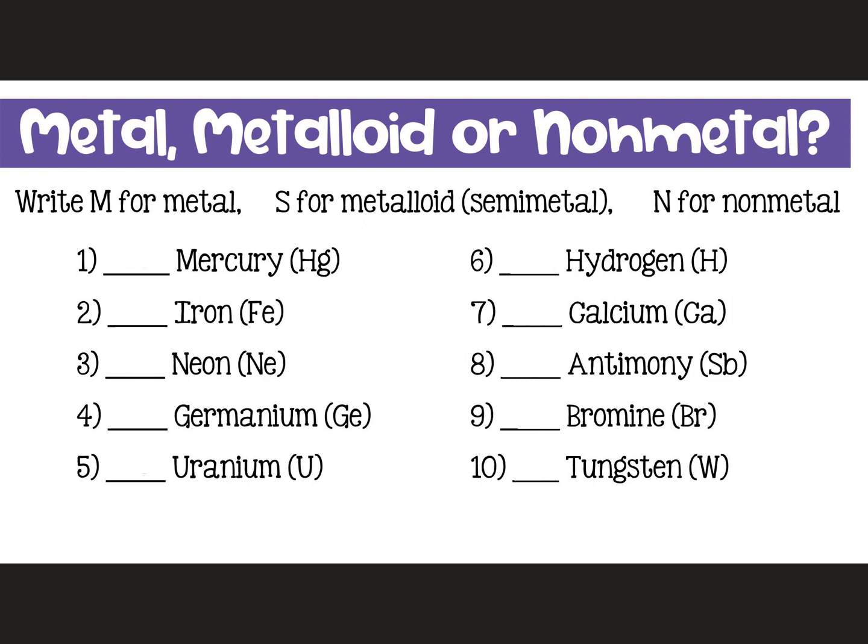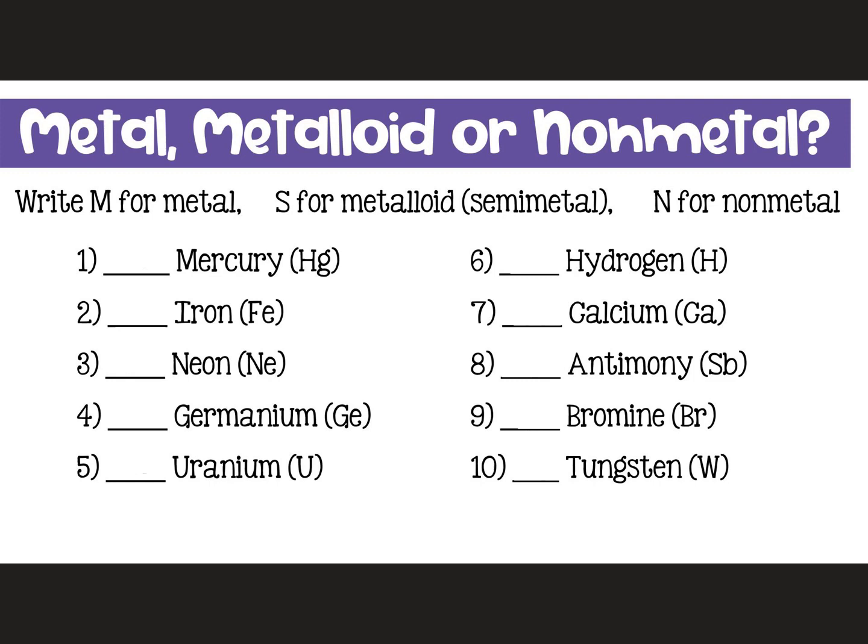Neon, Ne, is atomic number 10. It is in the nonmetal part of the periodic table. Germanium, Ge, is atomic number 32. It is part of this staircase, so it is a metalloid or semi-metal. Uranium, U, is atomic number 92. It is part of the metals.